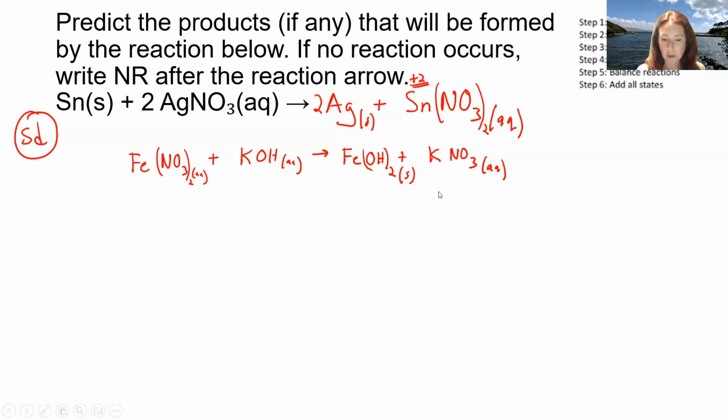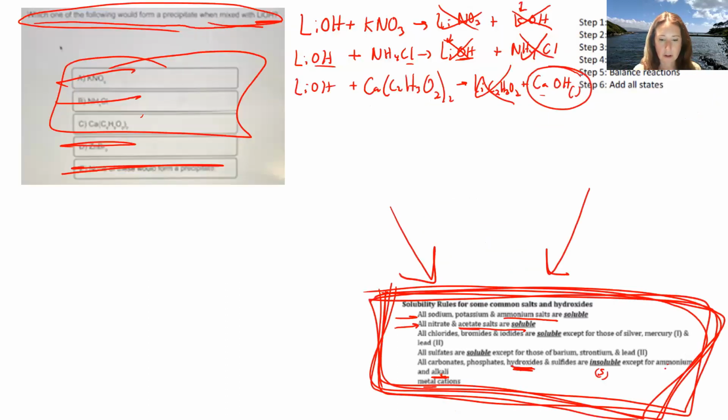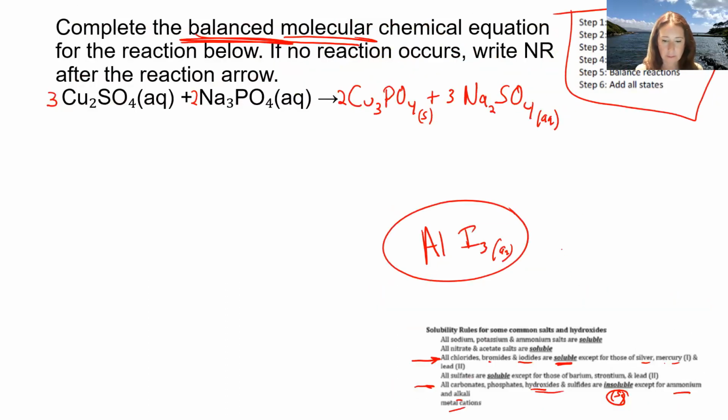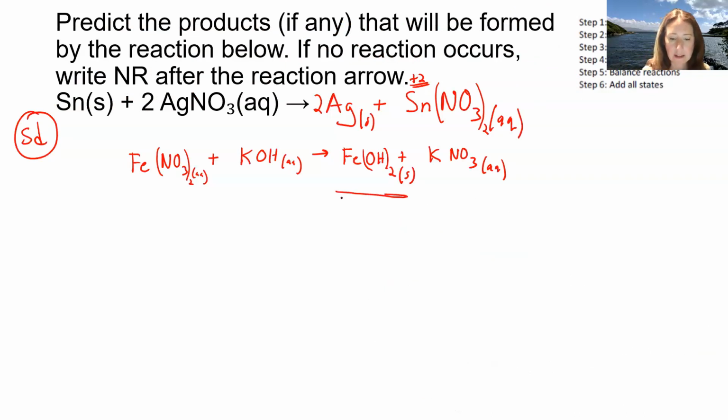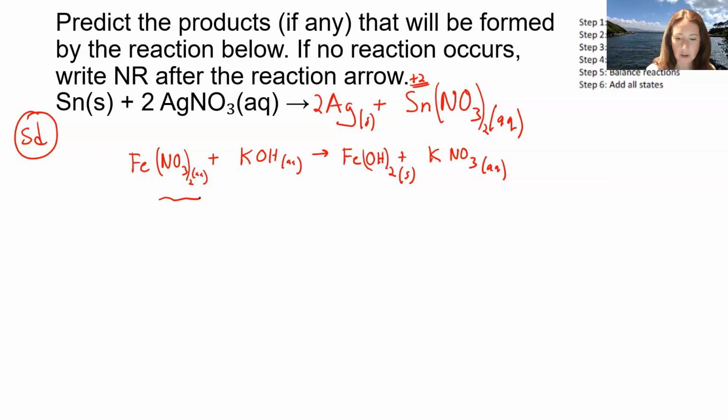Because if we look at our solubility table, all hydroxides are insoluble except ammonium and the alkali metals. This is neither ammonium nor an alkali metal, so it's going to be a solid. And then we have to balance it. So I'll do nitrate, 2 nitrates. And I've got to fix my Ks. And that works out. Great.